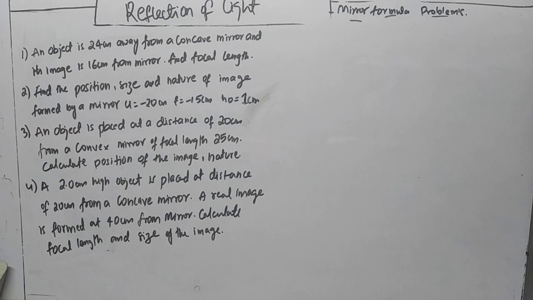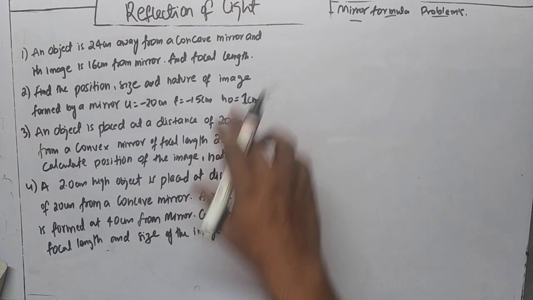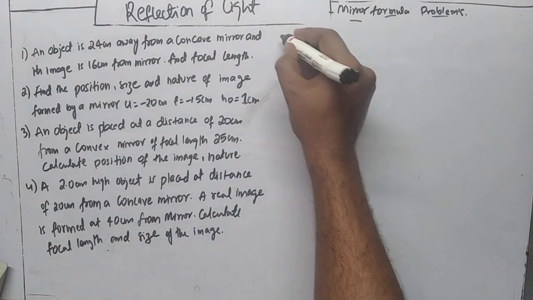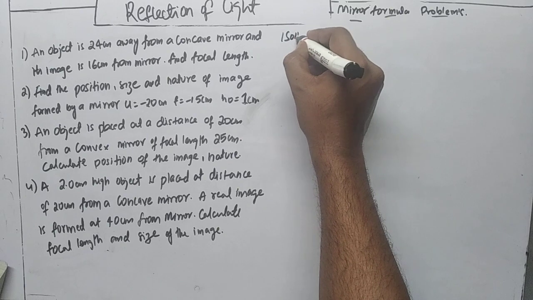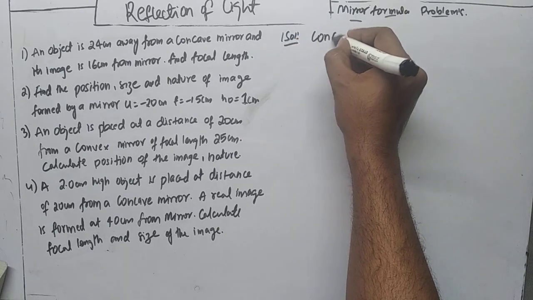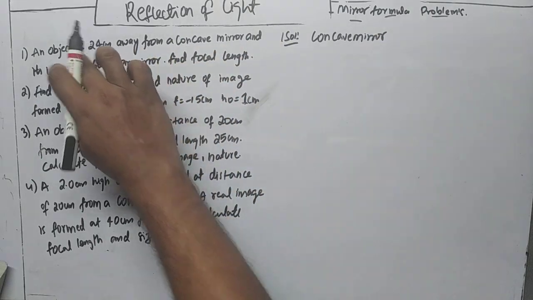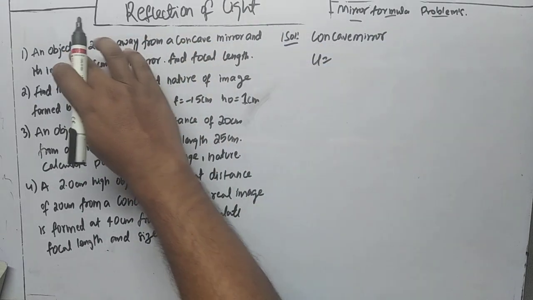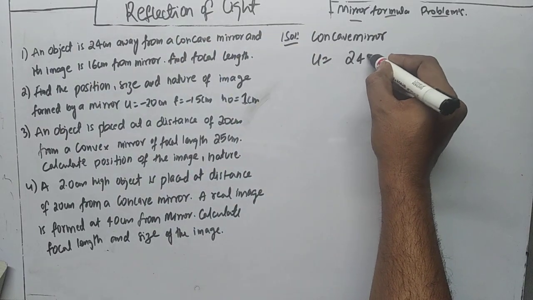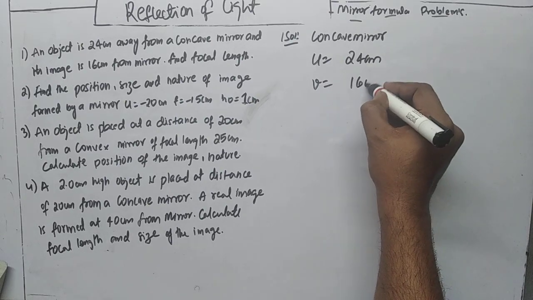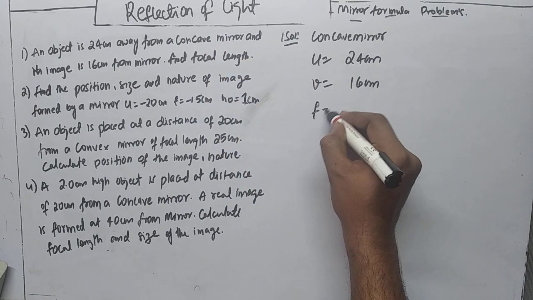In the first question, it says that an object is 24 centimeter away from the concave mirror, and an image is 16 centimeter from the mirror. Find the focal length. It is very simple, you just need to write the solution. The type of mirror is given as concave. The object is at 24 centimeter and the image is at 16 centimeter. We are asked to find the f value.